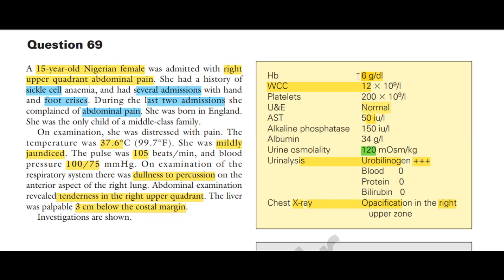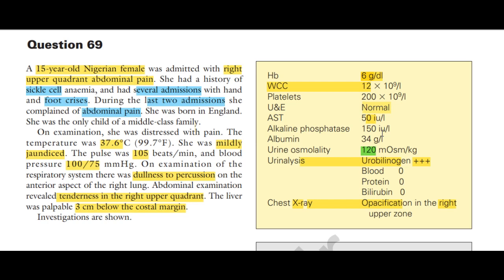You can see here severe anemia, hemoglobin is 6, and high white cells, platelets are okay, and the urinalysis was normal. AST is slightly elevated, and they didn't mention ALT. Alkaline phosphatase is okay, but it doesn't exclude cholestasis in the patient.